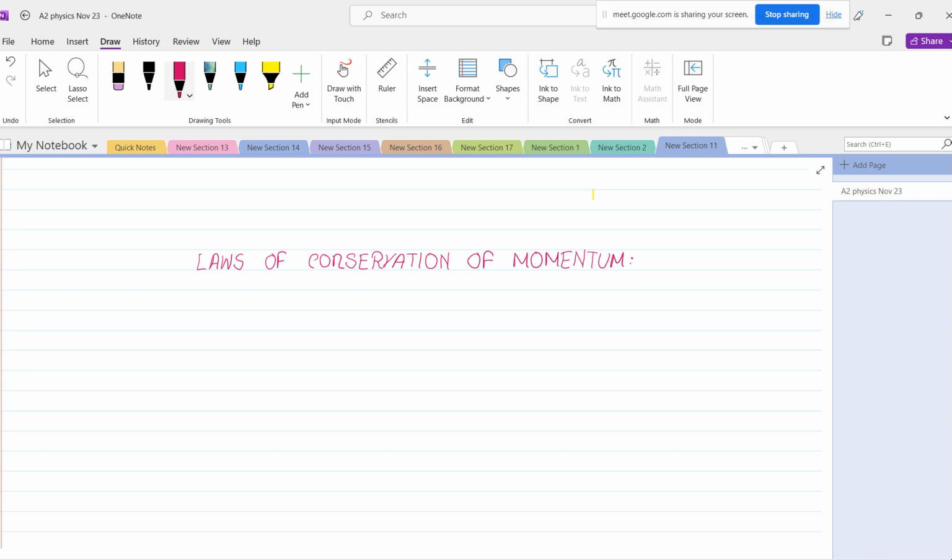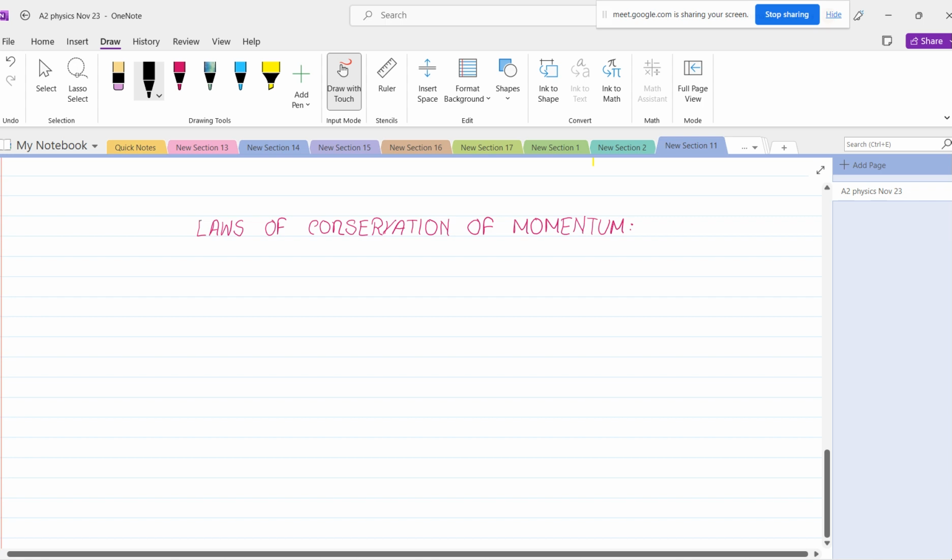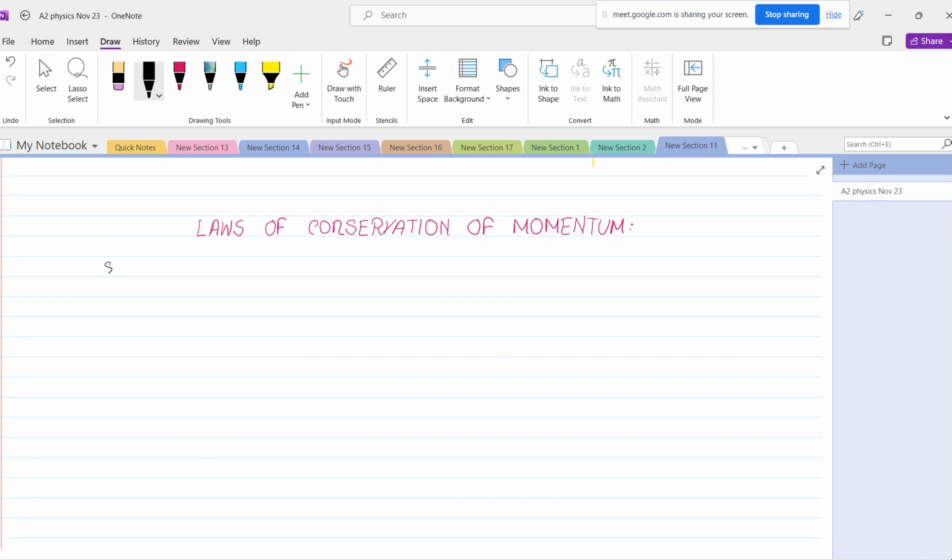So, laws of conservation of momentum. Here you can see there will be different types of scenarios. The first scenario will be the most simple scenario that we can use to explain the conservation of momentum.